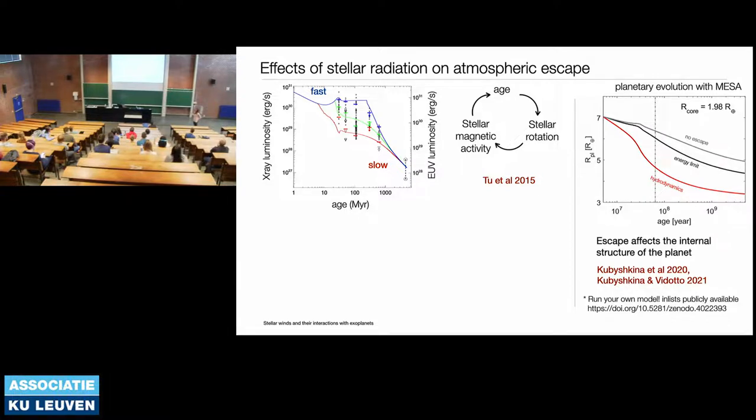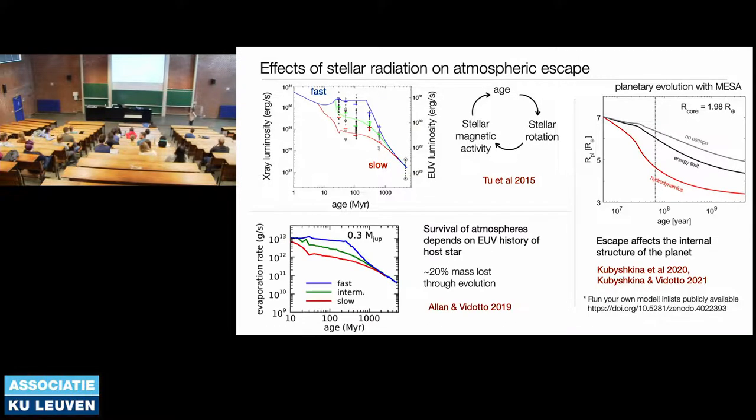I am going to ignore the black line for now, but the bottom line here is that escape can affect the internal structure of the planet as you start to remove mass. And the other thing that I would like to show, so this was work done for a small planet, but here is a more massive planet, also a close-in planet. So you can calculate the amount of evaporation, the amount of mass the planet loses at each instant of its life.